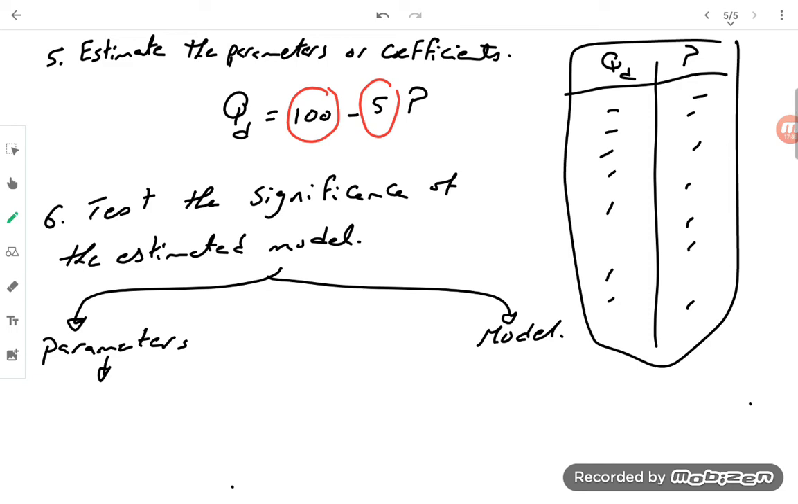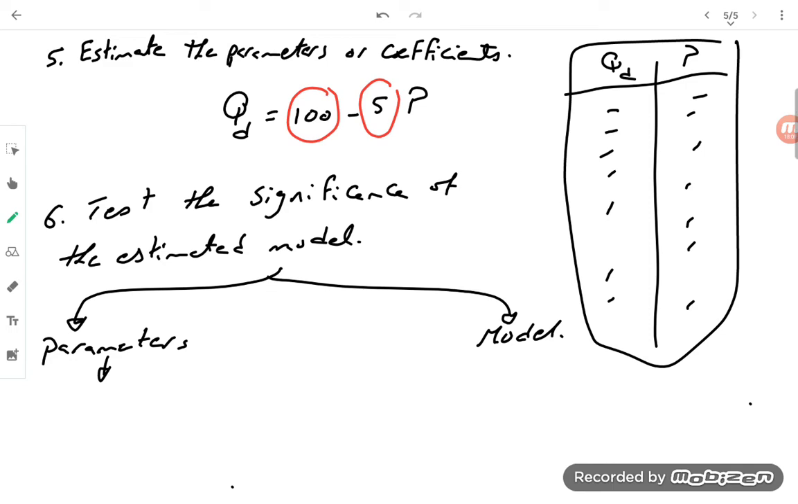Also, sometimes according to economic theory, the value of the parameter should range from something to another. Say, for example, marginal propensity to consume. The value of MPC should be greater than 0 and less than 1. But if based on our estimation it's 1.5, it's something weird. So we have to identify why it is 1.5. Maybe we have a problem in our estimation.